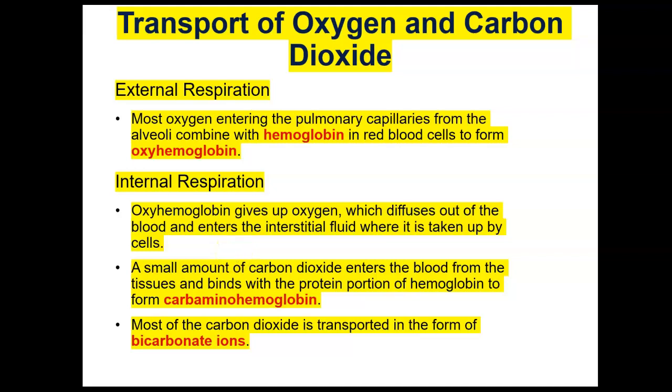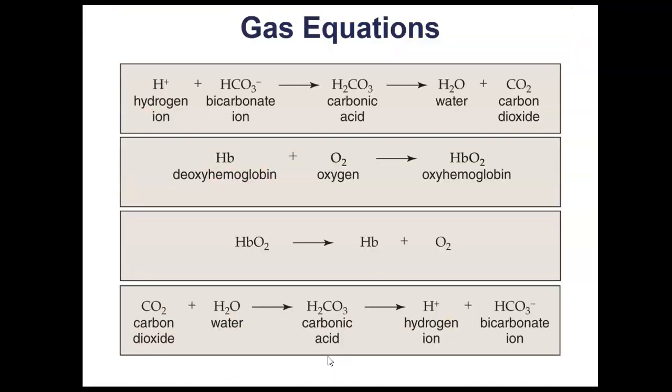For carbon dioxide, and by the way, when hemoglobin has oxygen attached, we call it oxyhemoglobin. A smaller percentage of carbon dioxide is also transported attached to hemoglobin, and we call that carbaminohemoglobin. But most carbon dioxide is actually converted to bicarbonate ions through a chemical reaction. Most carbon dioxide is dissolved in the plasma as bicarbonate ions while it is transported through the blood.